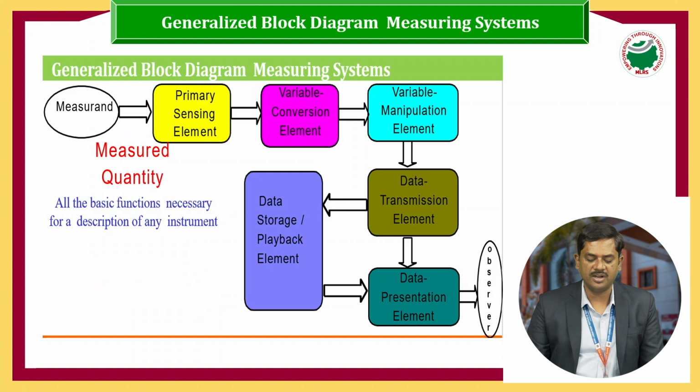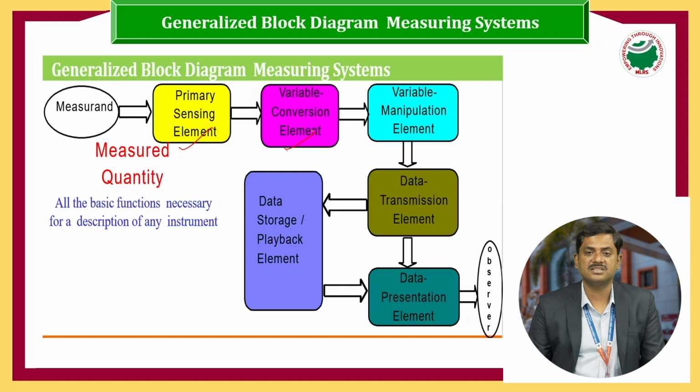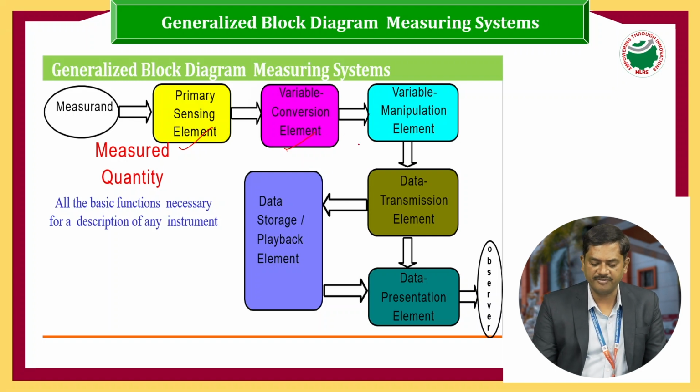Next, coming to the generalized block diagram of the measuring system, the basic input that we give to the first element is the primary sensing element. The name itself says it senses the type of input given to that block. This primary sensing element will take the input, which can be either voltage or current, sense it, and then give it to the variable conversion element. As the name says, this block will convert one parameter into another parameter. Then that parameter at the output of the variable conversion element is given to the variable manipulation element.